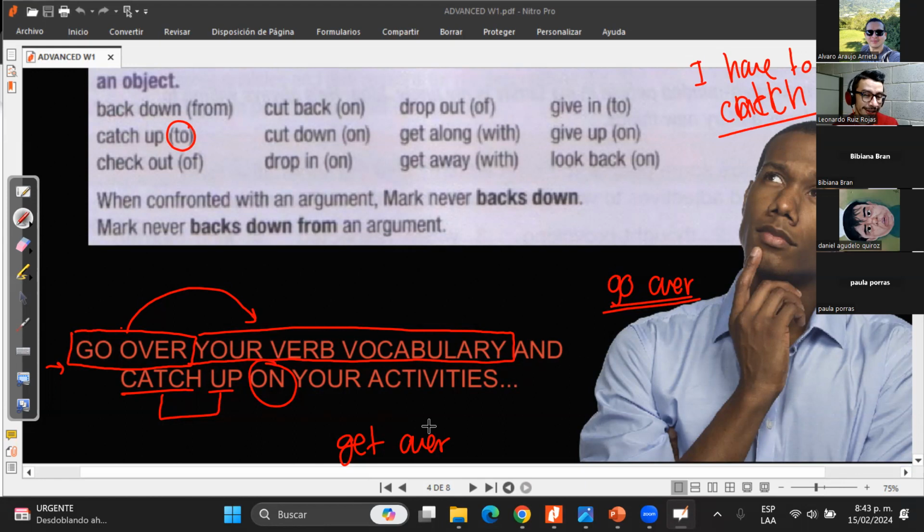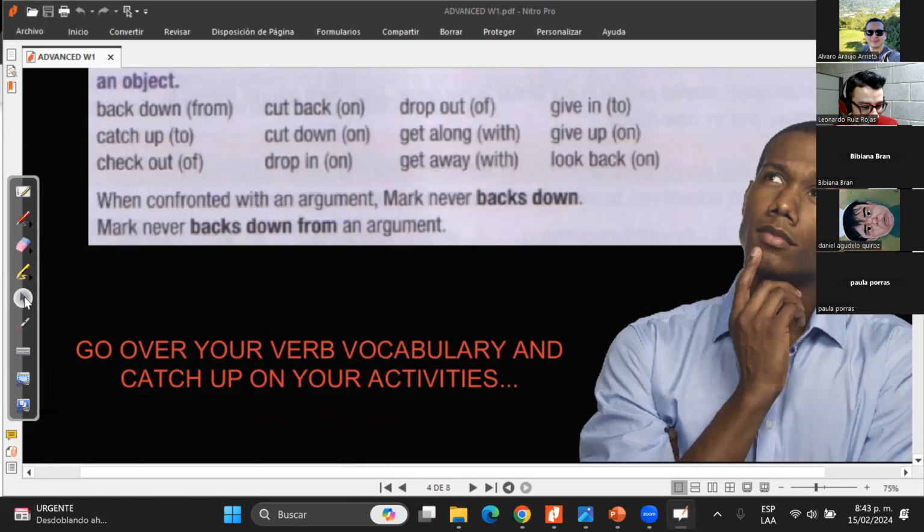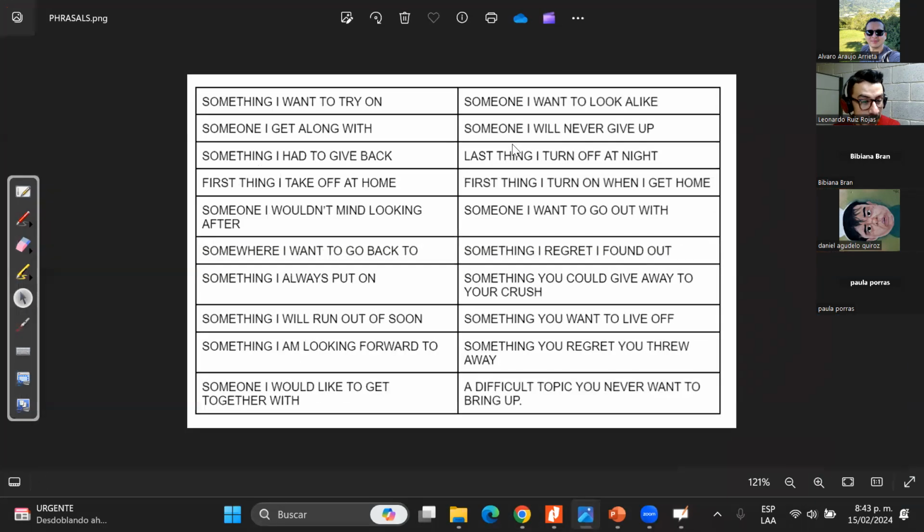¿Listo? Bueno, guys, hasta ahí. ¿Alguna pregunta final antes de la actividad? ¿No? All good? Go ahead. Listo, guys. Muy bien. Bueno, over here, we're going to have 20 sentences. We have one from 1 to 20. Every sentence has a phrasal verb.